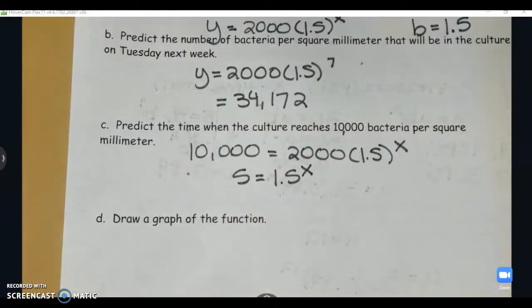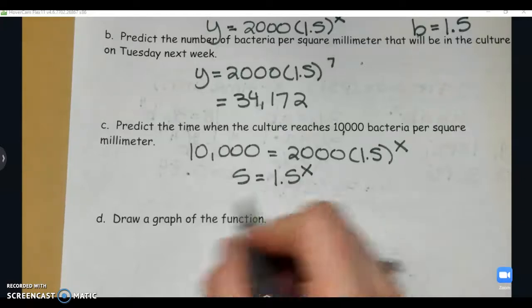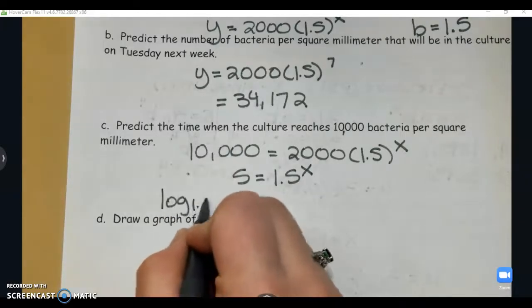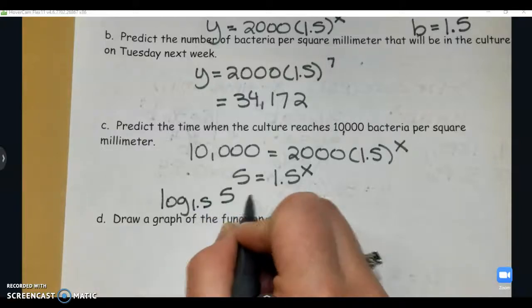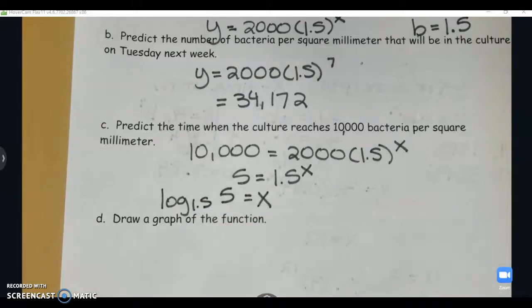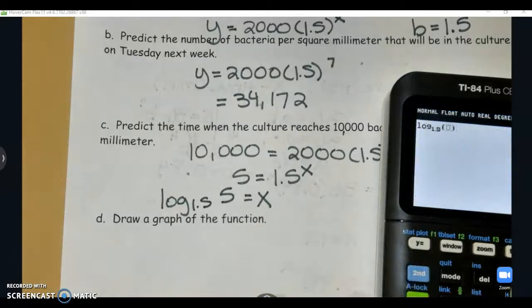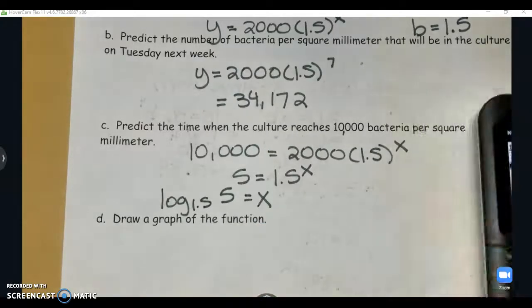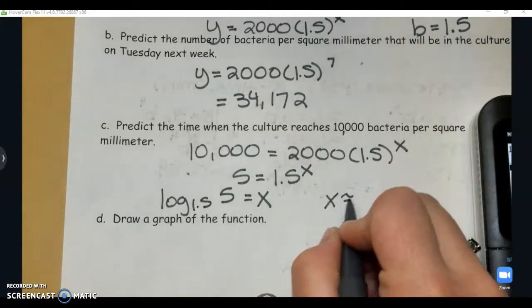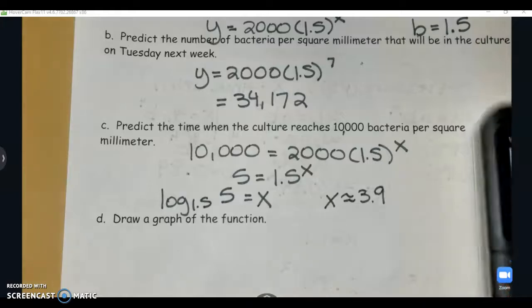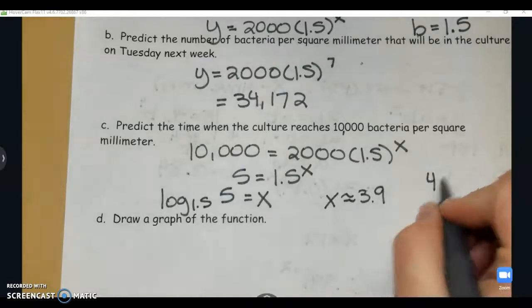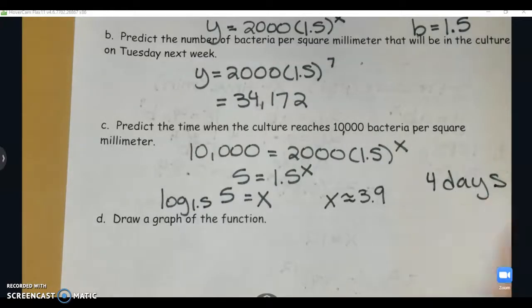Now, this is an exponential equation. How do we solve an exponential equation? We rewrite it as a log. So that'll be log base 1.5 of 5 is equal to x. So log base 1.5 of 5. That is going to be about 3.9, which is 4 days. So 4 days from the initial day after Tuesday.